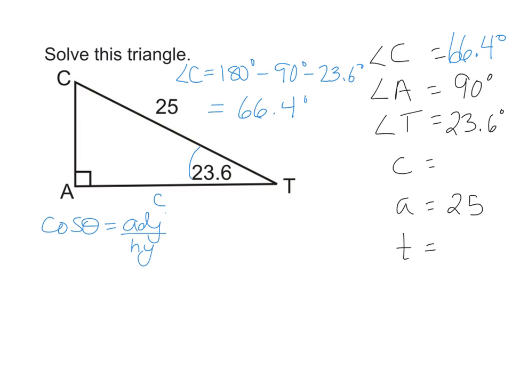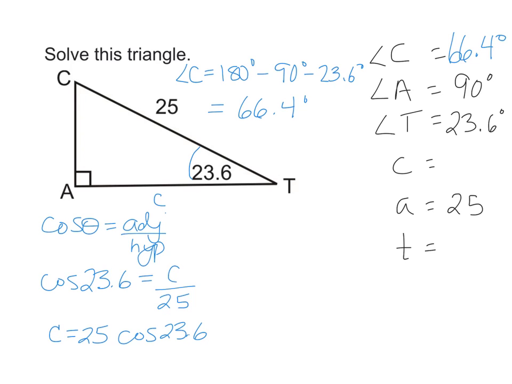Adjacent over hypotenuse. So I'll go cosine of 23.6 degrees equals adjacent, which is C, over hypotenuse, which is 25. Multiply by 25, so C is equal to 25 times the cosine of 23.6. And I get C is equal to 22.9. If it doesn't specify, I could round that to 23, but since this one had one place after the decimal, I just decided to keep one place. So 22.9.